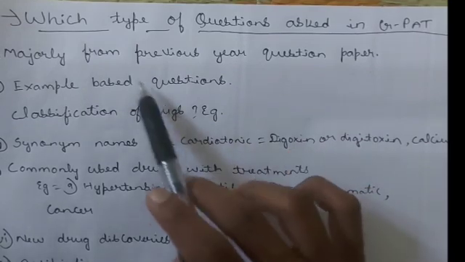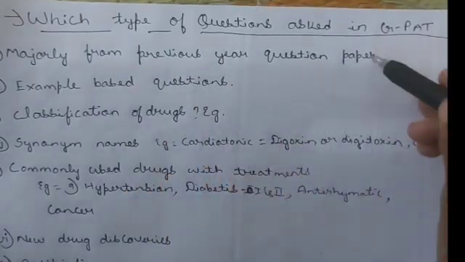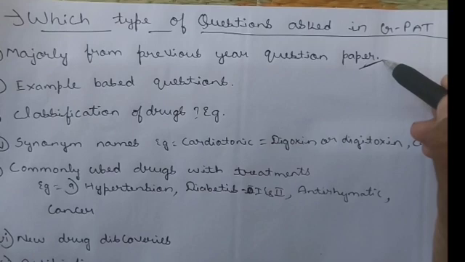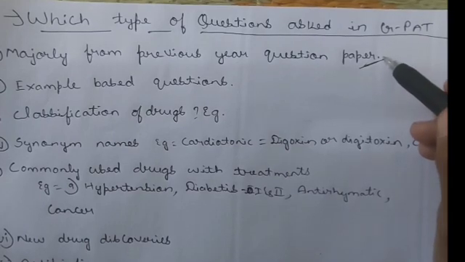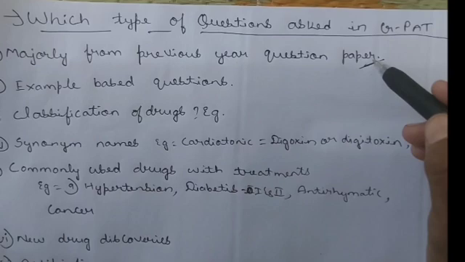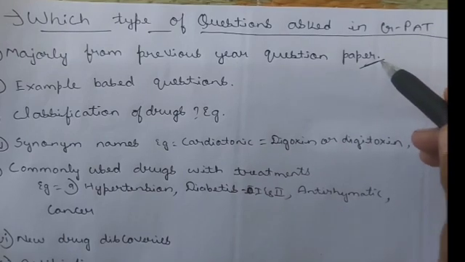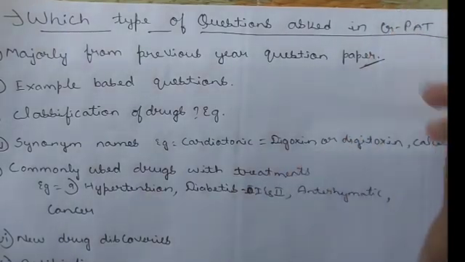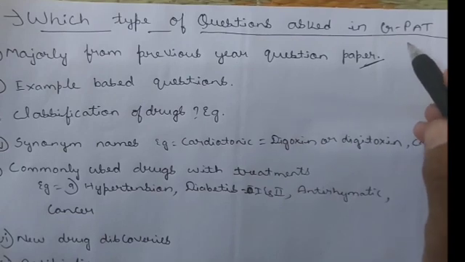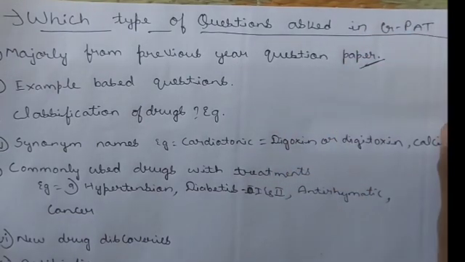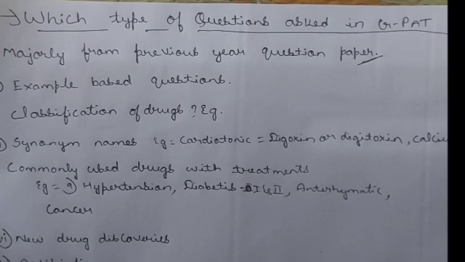First trick: majorly from previous year question papers. This is one of the very important top points. First, what you have to do is collect some of the previous year question papers. Maybe that is a 10-year question paper, 15-year question paper, but you have to collect the question papers. Keep them aside. These are 10 years or 15 years or 20 years. 15 years is more than enough. If you are capable of collecting 20 years, good, no problem.